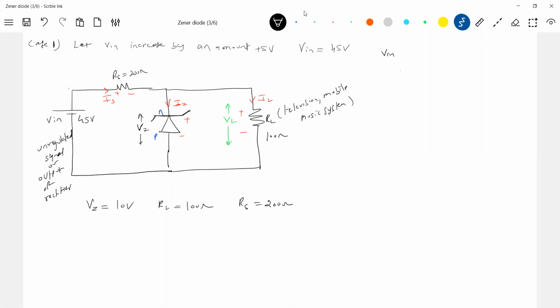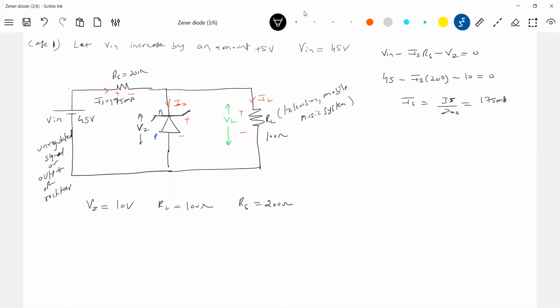Write the equation. Vin minus IS RS minus VZ equals 0. So 45 minus IS times 200 minus VZ, which is 10. This will be 35 by 200, any value? 175 milliamperes. So the current across it now, how much will it be? 175 milliamperes.